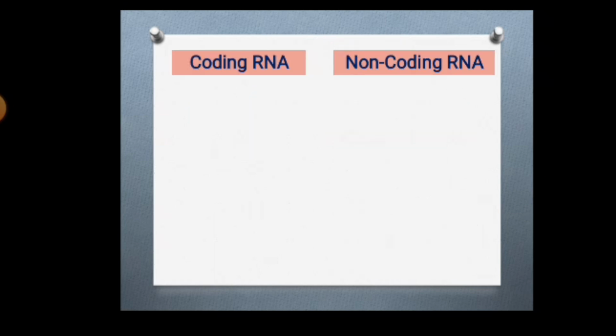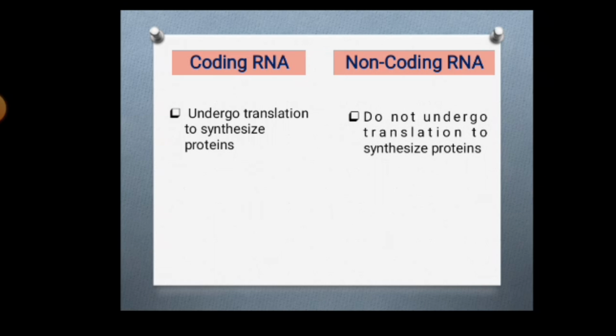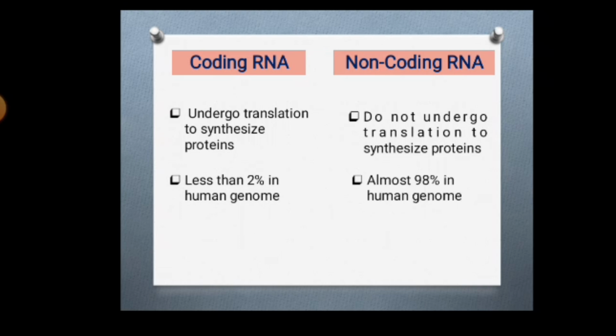Now, what do we mean by coding RNA and non-coding RNA? Let's discuss. The coding RNA undergoes translation to synthesize protein, whereas the non-coding RNA does not undergo translation to synthesize proteins. In the human genome, less than 2% is coding RNA, whereas almost 90% is non-coding RNA. So coding RNA is very little in the human genome compared to non-coding RNA.